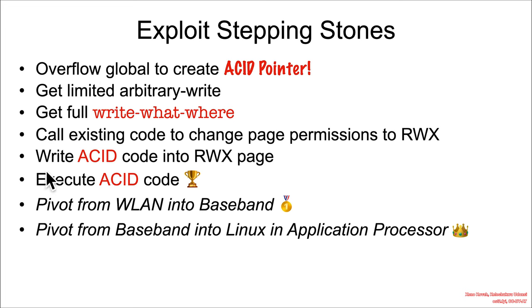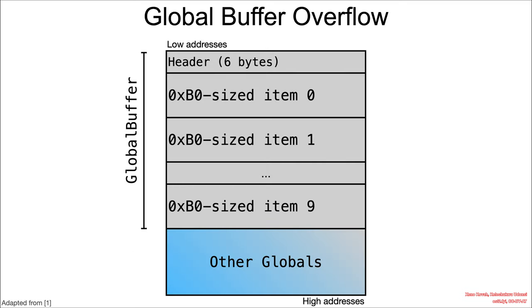Here are the overall goals and sub-goals. They basically overflow the global, create an arbitrary pointer, get some sort of limited arbitrary write, then get a full arbitrary write-what-where. Then they call existing code to change page permissions to defeat non-executable memory by marking memory read-write-execute. They write their code into that read-write-execute page and execute it. Once they have full code execution, they pivot into the baseband and into the Linux application processor.